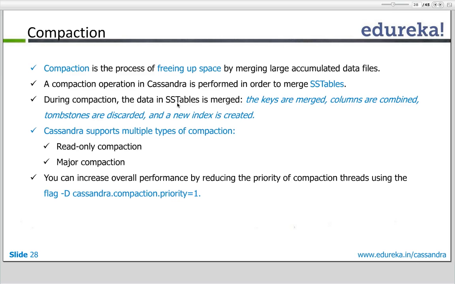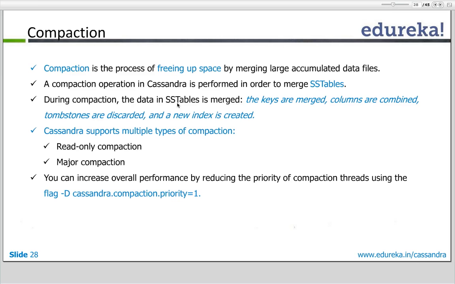Cassandra supports multiple types of compaction. There is a read-only compaction that happens while reading. You're reading the data and you do some sort of compaction, right? You discard some data while reading it. You pick only the latest data. That's also a kind of compaction, and we call it a read-only compaction. It doesn't change the underlying SS tables.